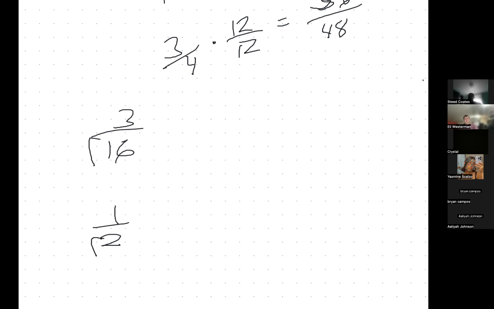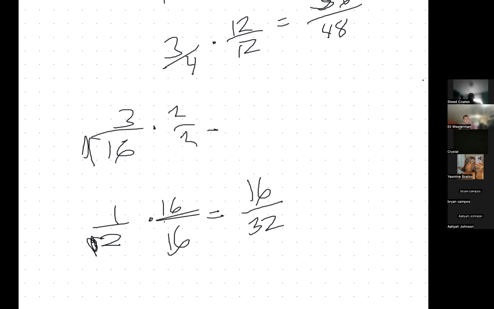24. Yeah, so what you can do here is you can always multiply them by the other one's bottom number. So like here we can go 16. This is supposed to be a 2. 16 over 32. And here we can go 2 over 2. We can go 6 over 32.